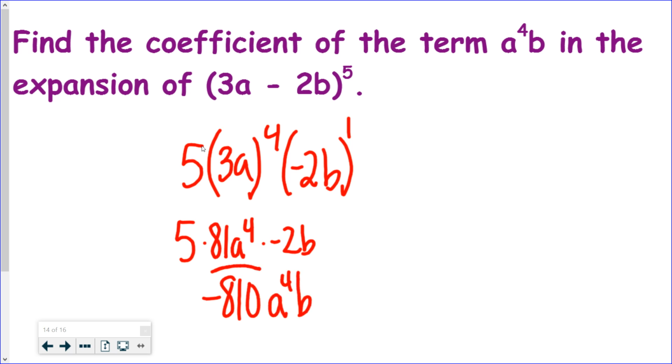And the coefficient for this one is right here. So that's what they asked us to find. Not the term this time, they just said find the coefficient. When it says find the coefficient, they just want that number in front of the term. So for this one, it would be negative 810.